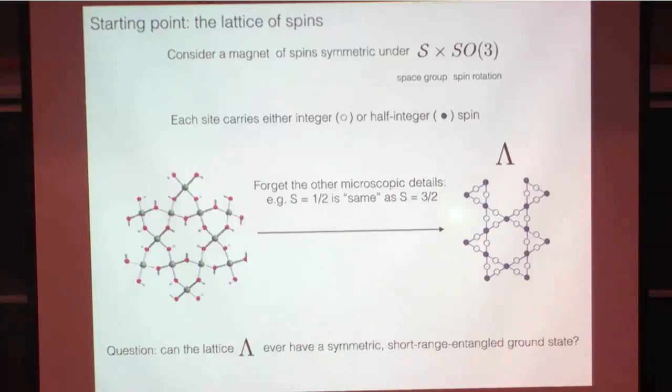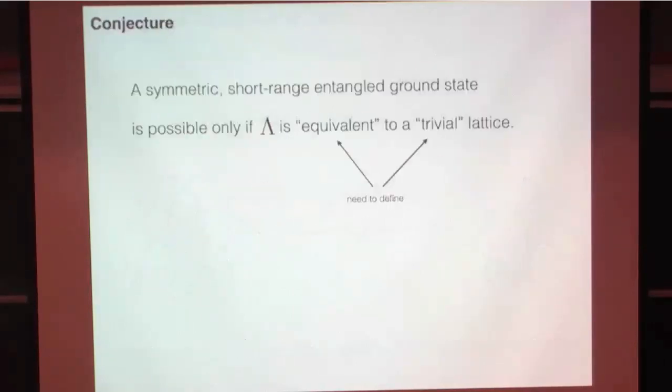So now the question is, given your magnet defined on this lattice, you want to know whether it could be short-range entangled if it's symmetric. Okay, so here's a conjecture. The conjecture is that it's only possible to have a short-range entangled magnet if that lattice of spins is equivalent to a trivial lattice. To make sense of this conjecture, I need to spend the next couple of slides defining what I mean by a trivial lattice and what I mean by two lattices being equivalent.